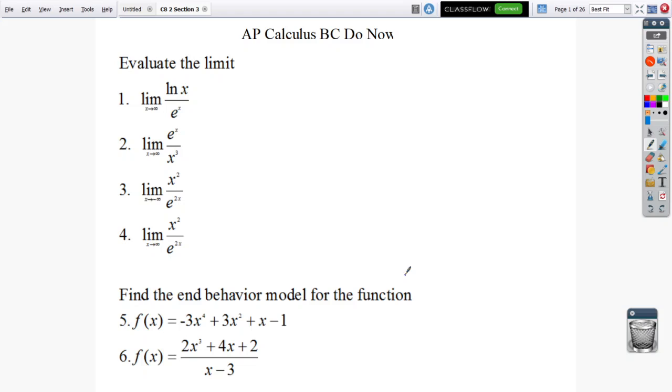I know that some of these limits over here are difficult to read. All of the approach values are x approaching infinity, except for number 3. x approaches negative infinity there. So maybe pause the screen and then come back.